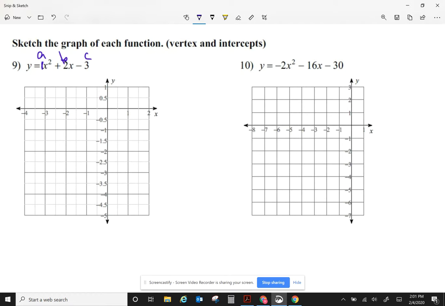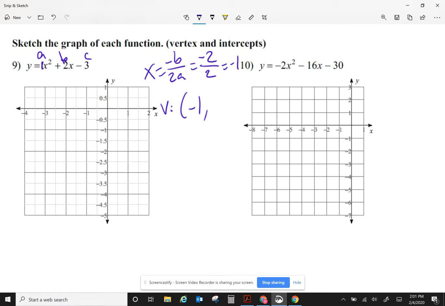Now, one way we can easily find the X value of the vertex, we're going to use the formula negative B over 2A. Since B is 2, I'm just going to go negative 2, over 2 times A, in my case I have 2. Negative 2 divided by 2 is negative 1. So for my vertex, I have the X value.